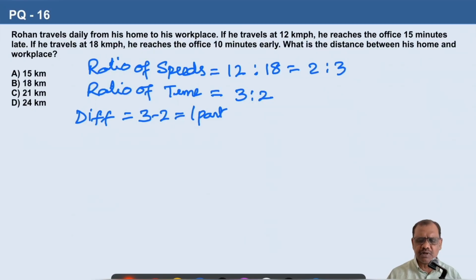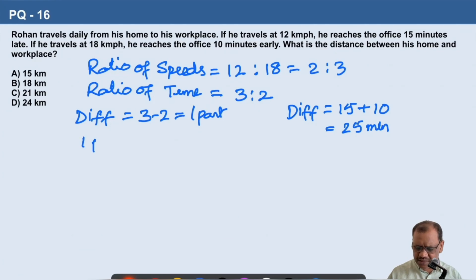So according to the question, what is the difference of timings? In the first case, he is reaching 15 minutes late and in the second case, he is reaching 10 minutes early. So one is late and the other is early. To find out the difference, we have to add both the timings. 15 plus 10, 25 minutes. So this is the difference. According to the ratio, it is 1 part. So 1 part is equivalent to 25 minutes.